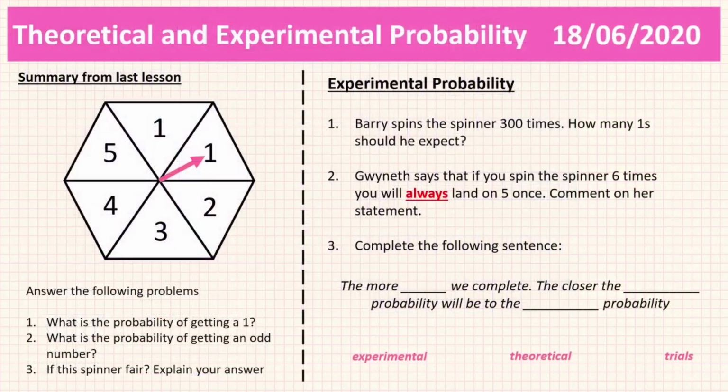And the last question we're going to answer together is completing this sentence. It should be: the more trials we complete, the closer the experimental probability will be to the theoretical probability. And that is what you need to know about theoretical and experimental probability.